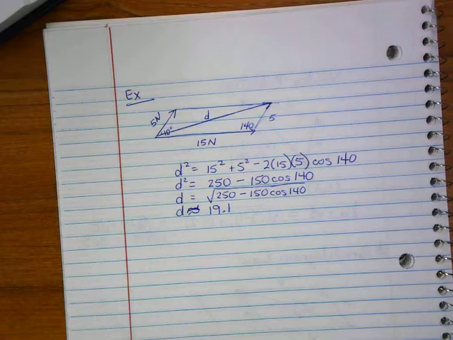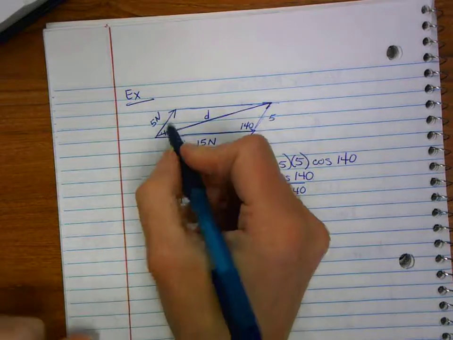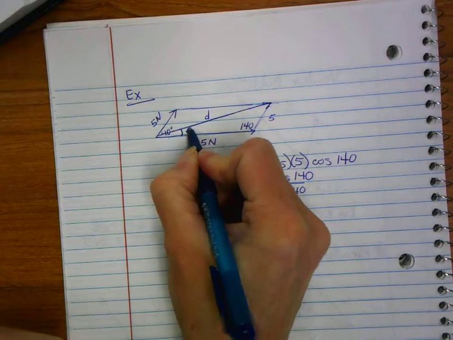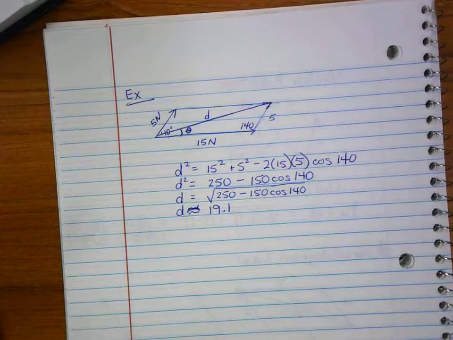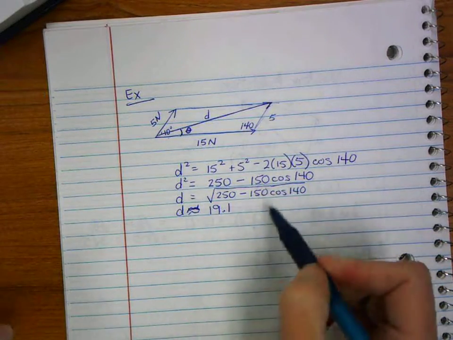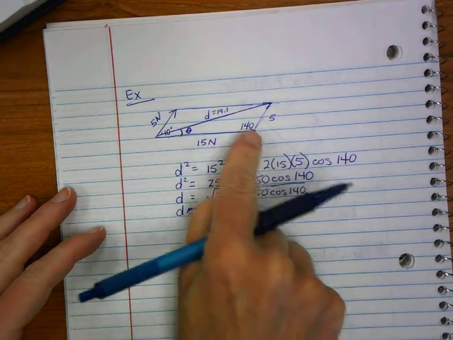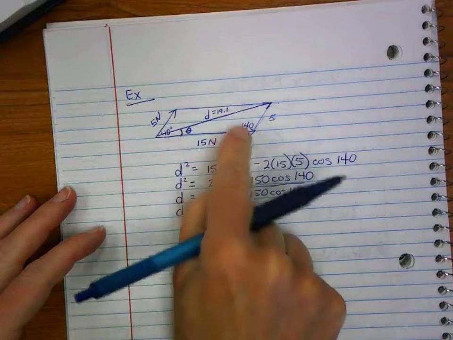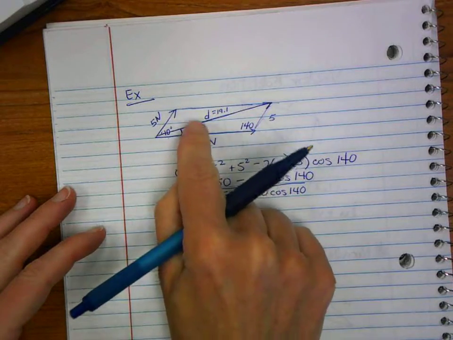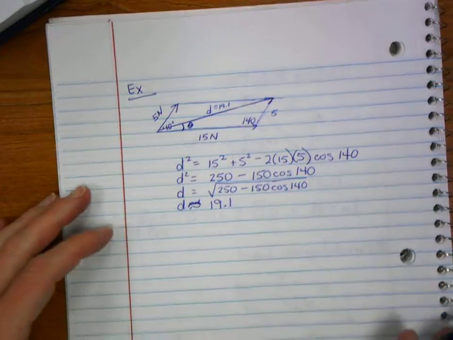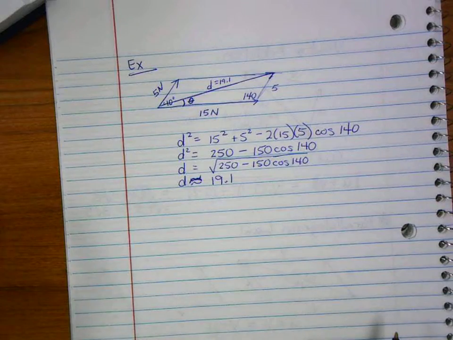Okay, so I have a magnitude for D. I used the law of cosines to get my magnitude. Now I want to find the direction. I want to find this angle right here of my resultant vector. And now that I have that D is 19.1, I have an angle and a side opposite. I want this angle, and I have the side opposite. To find the angle now, I can actually use the law of sines.